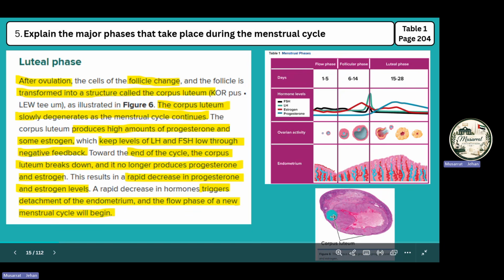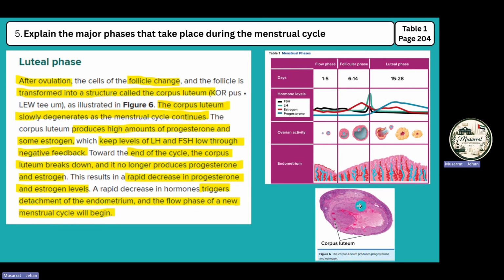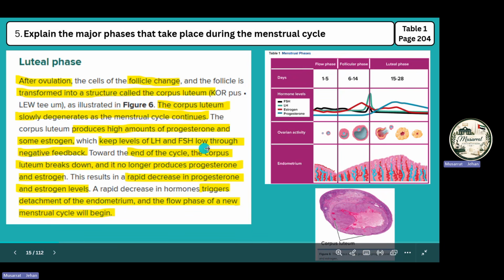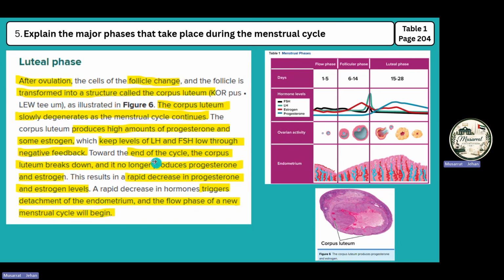It produces a high amount of progesterone and a little estrogen also, which keep levels of LH and FSH low because both are being produced. Too much progesterone and some estrogen. So these two hormones, LH and FSH, will remain low. Here you can see they will stay low.